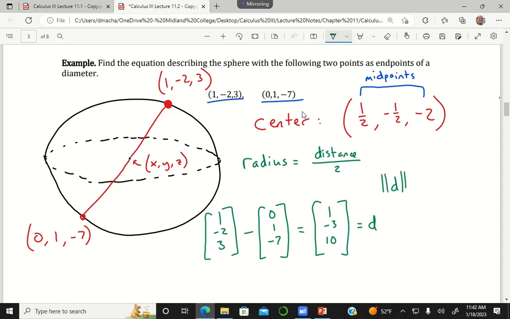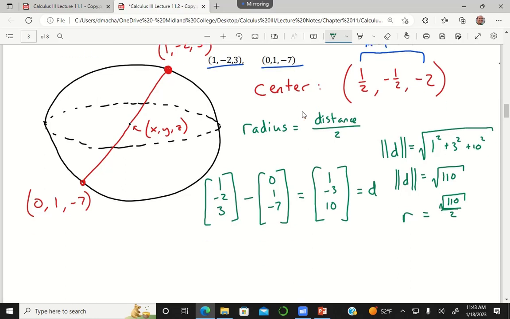Then I have to take the norm of that difference vector. So I will take the square root of 1 squared plus 3 squared plus 10 squared. Which means the norm of my difference vector is 1 plus 9 plus 100, so it's square root of 110. Okay, so I'll take square root of 110 and then of course divide that by 2 to get my radius. So my radius is root of 110 divided by 2 for the radius of my sphere.